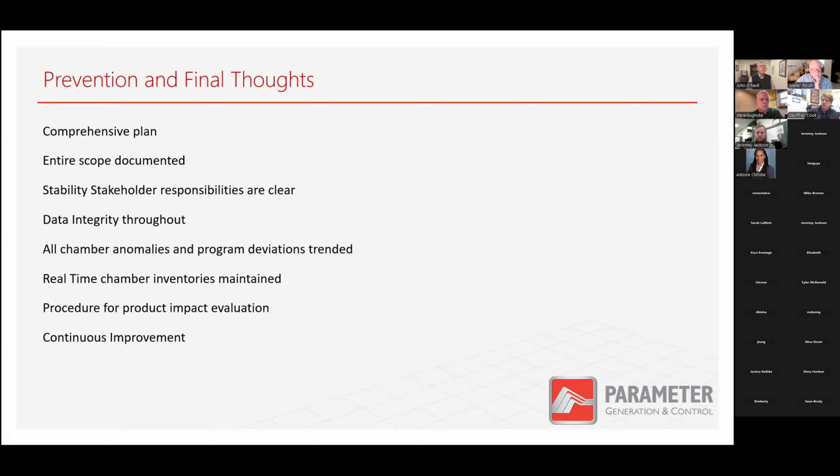And then continuous improvement. Issues will always happen, as much as we plan for risk mitigation and contingency. Learning from all the things that do happen and bettering those contingency plans.